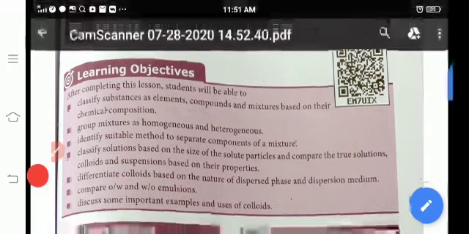Learning objectives. What are the objectives you learn in this lesson? You compulsorily learn these objectives. First, classify substances as elements, compounds and mixtures based on their chemical composition. Second, group mixtures as homogeneous and heterogeneous. Third, identify a suitable method to separate components of a mixture.